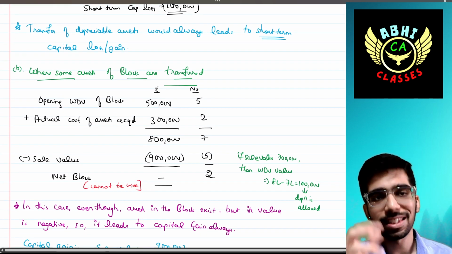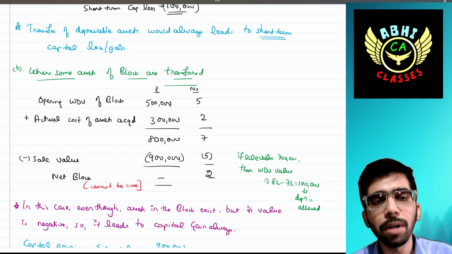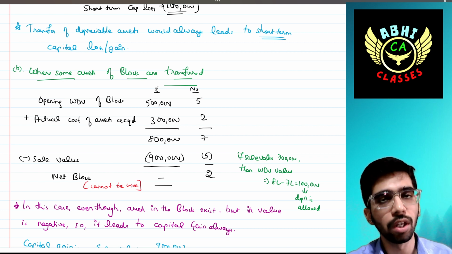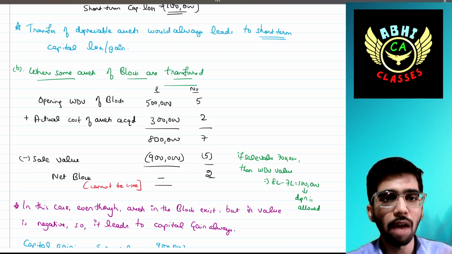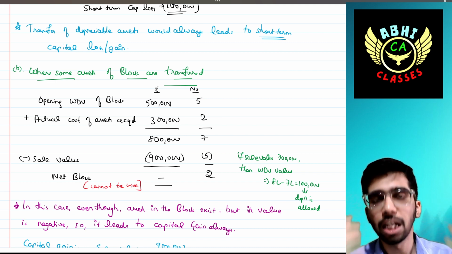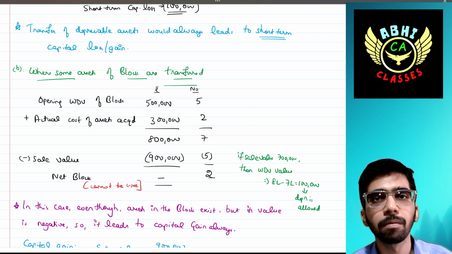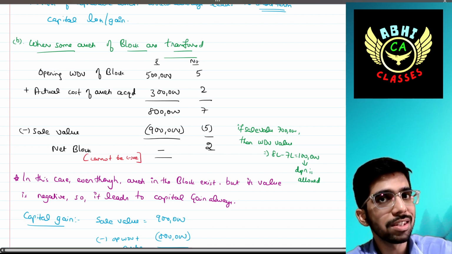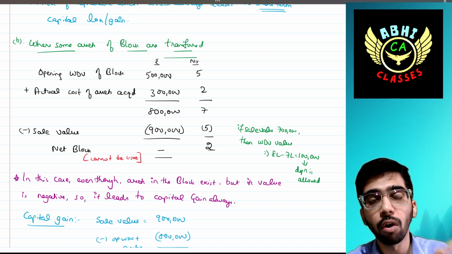The second case is where it would lead to capital gain. Let's assume some of the assets in the block are transferred. Same example, opening WDV is 5 lakh, having 5 machineries. Actually, we have made a purchase of 2 plant and machinery having the cost of 3 lakh. Accordingly, we have 7 machineries having the WDV of, or opening cost of, 8 lakh in our books of accounts.